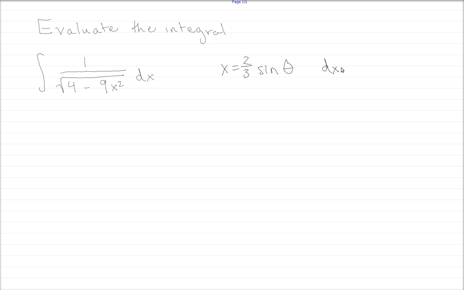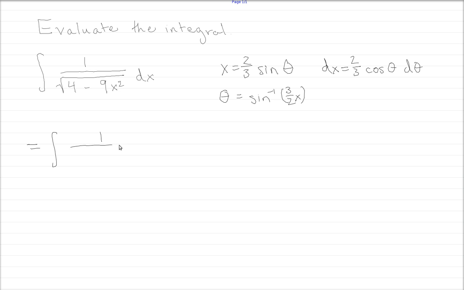Then taking the derivative, dx will be 2/3 cosine theta d theta. And so we can substitute back in at the end. I want to solve for theta, and that will be inverse sine of 3/2 x. And that's just multiplying by the reciprocal over here, so I have 3/2 x, and then taking the inverse sine. So now I want to make this substitution in my integral.